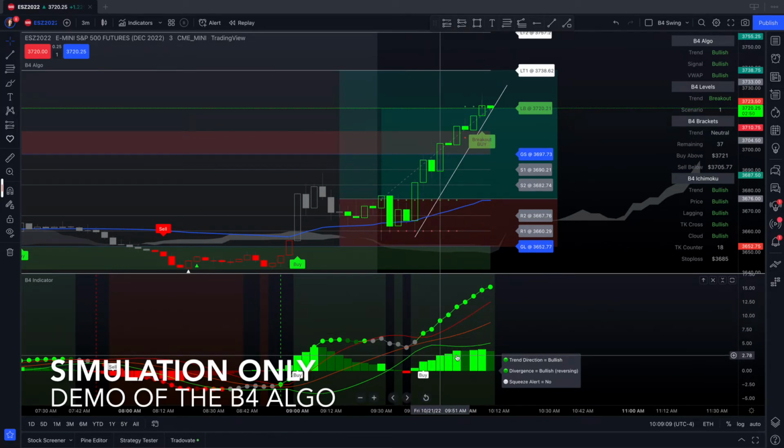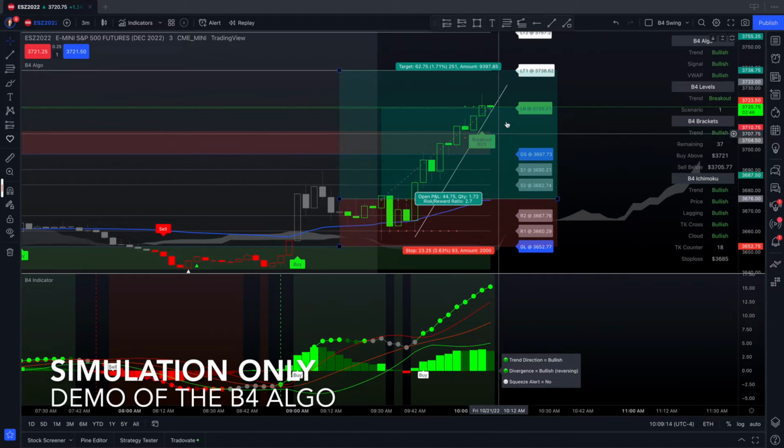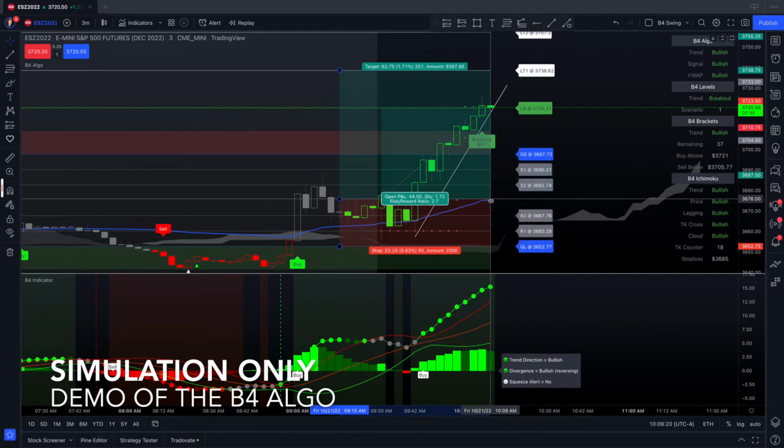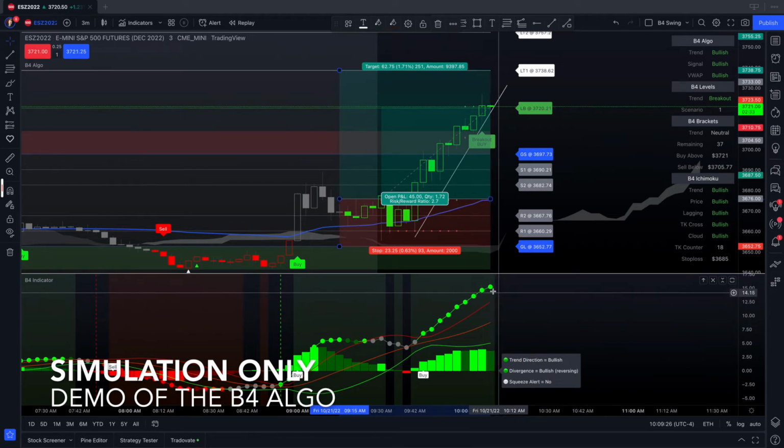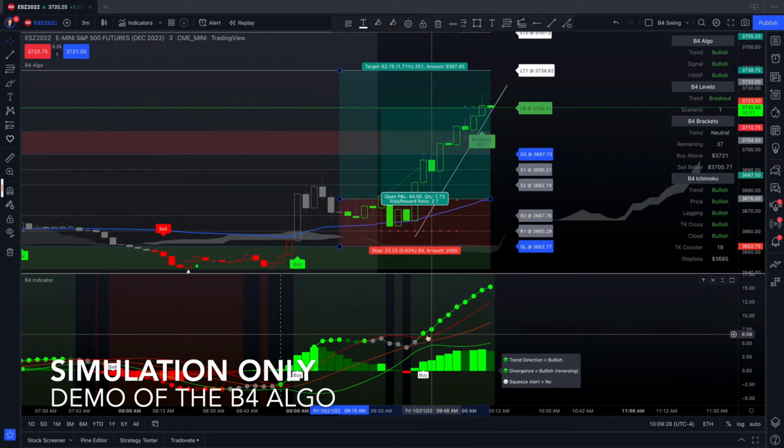What we do with our B4 indicator, we watch this histogram right here. We notice when we get to one of our major levels, we have a line pulled on that. When this B4 trend line right here turns dark green, that's where we exit our position.